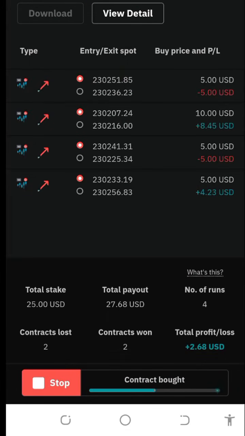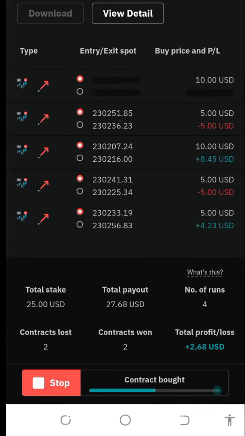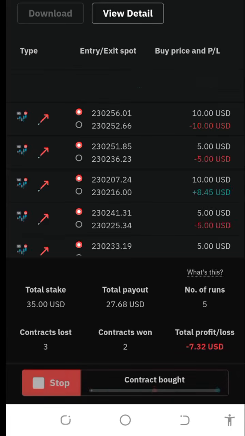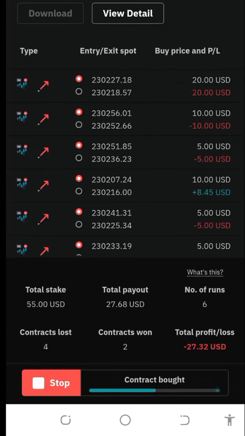But 51s has not always been my favorite. So guys, this is a way that you can use to grow your small account. Okay, there are no guarantees in trading. There's a risk involved, and it's not always every day you will win, okay?